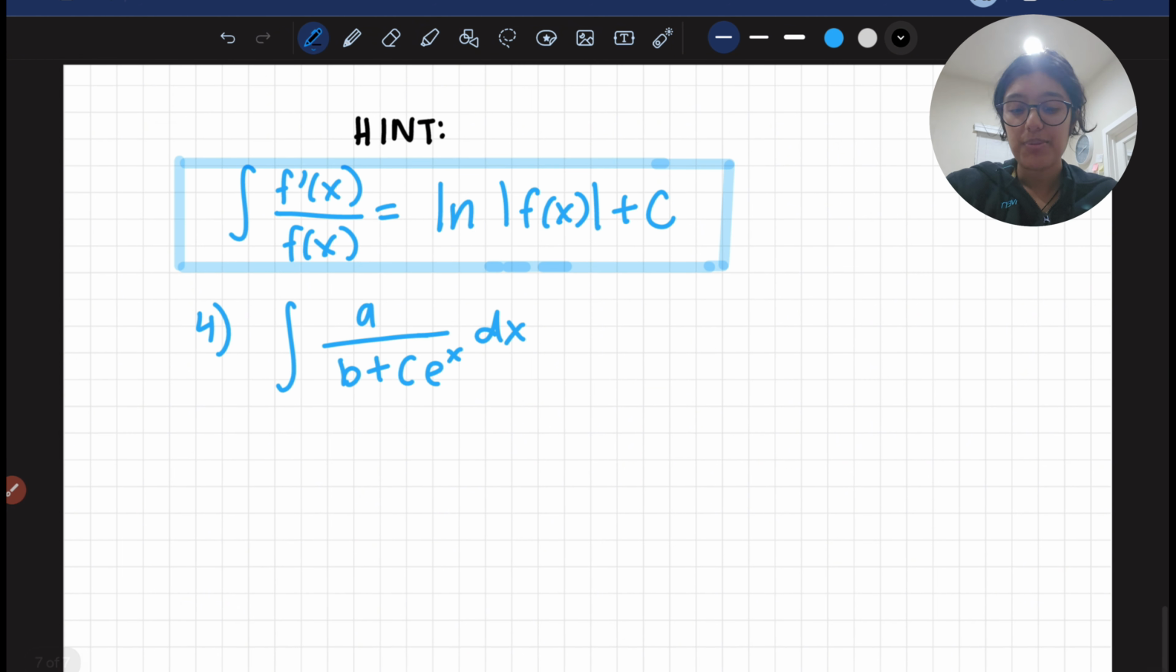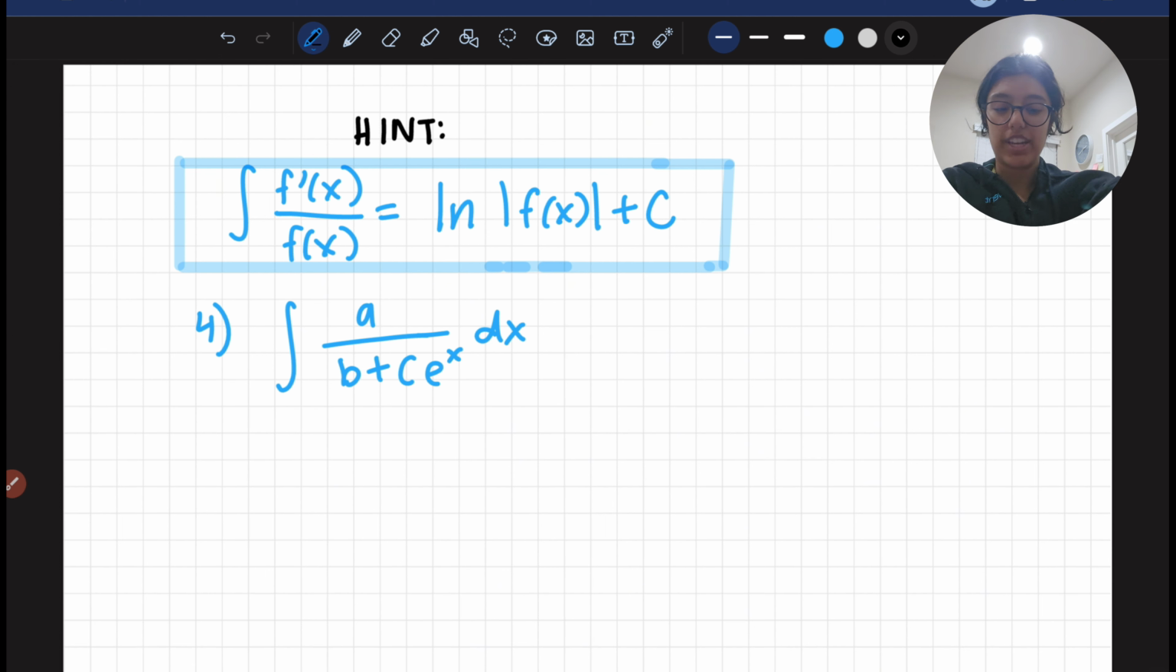Now we have our fourth problem: integration of a over b plus c e to the power of x dx. And I will tell you this is more on the hard side, because we do have to apply something right before we get into u-substitution, and that is a hint I will give you. Don't apply u-substitution just yet. But if you want to give this problem a go, feel free, but I'm going to walk over the solution with you guys. So, hypothetically, if we did apply u-substitution first, what problem would we run into?